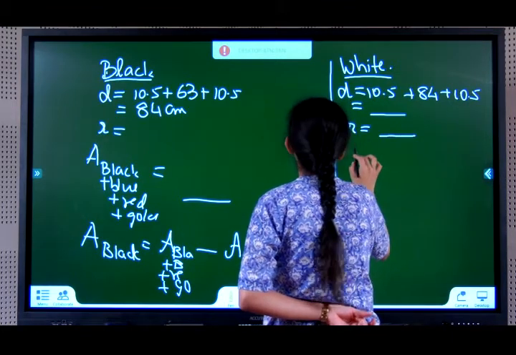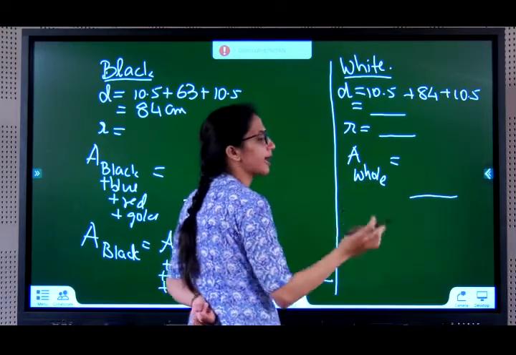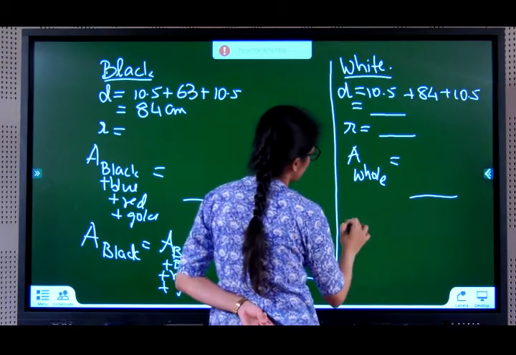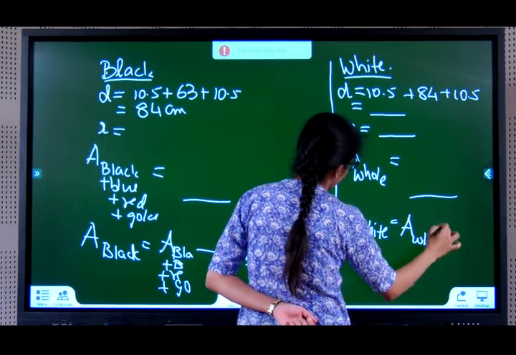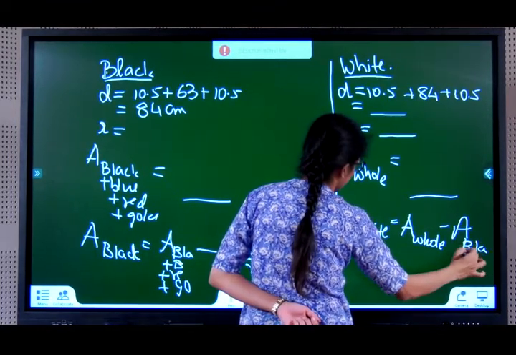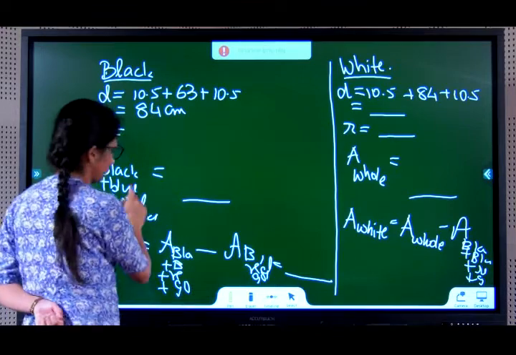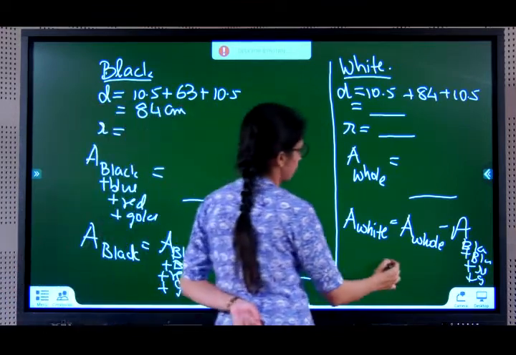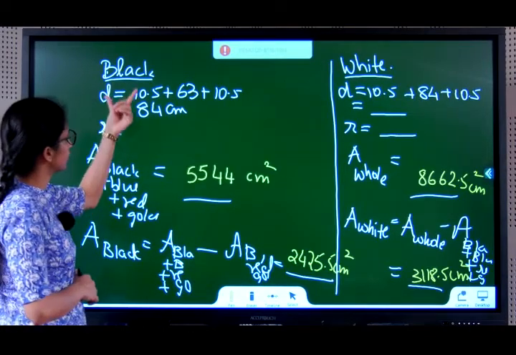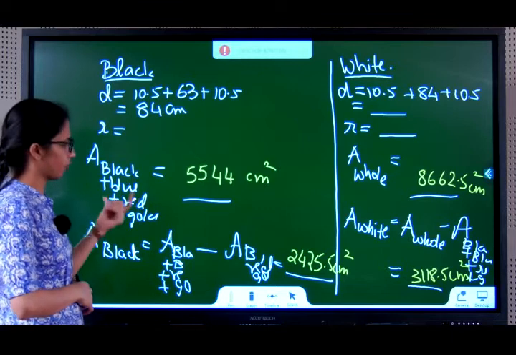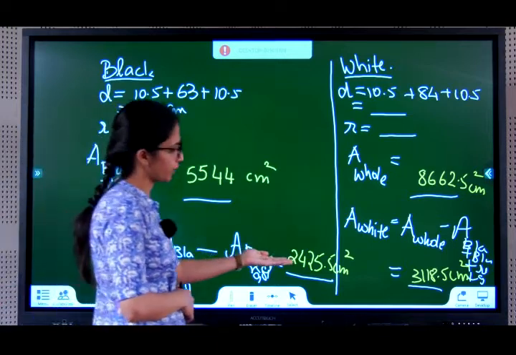So you find the area of the whole circle, that is white plus black plus blue plus red plus gold. Then you want only area of white. So it's the area of the whole circle minus area of black plus blue plus red plus gold, which is nothing but what you found here. Solve this. I'll put up the answers, verify if you get it matching with mine. For the black, you should get the total area of black with all other colors, 5544 centimeter square. Area of black alone will be 2425.5 centimeter square.